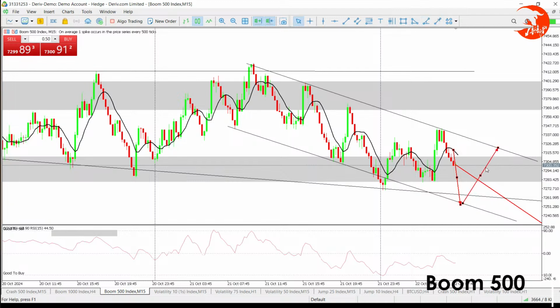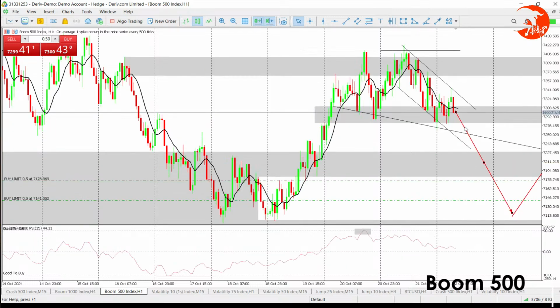But know that according to H4, we are looking for buys. Meaning, if we are looking for buys on H4, you should look at not risking making sales. If you risk making sales, you need to apply proper risk management there. So you need to do that. But for now, according to M15, this is what we are seeing.